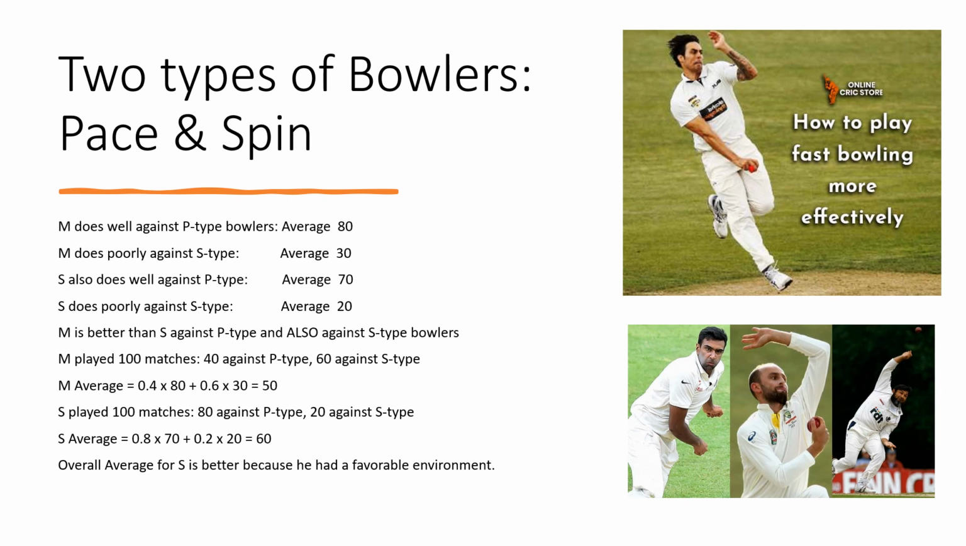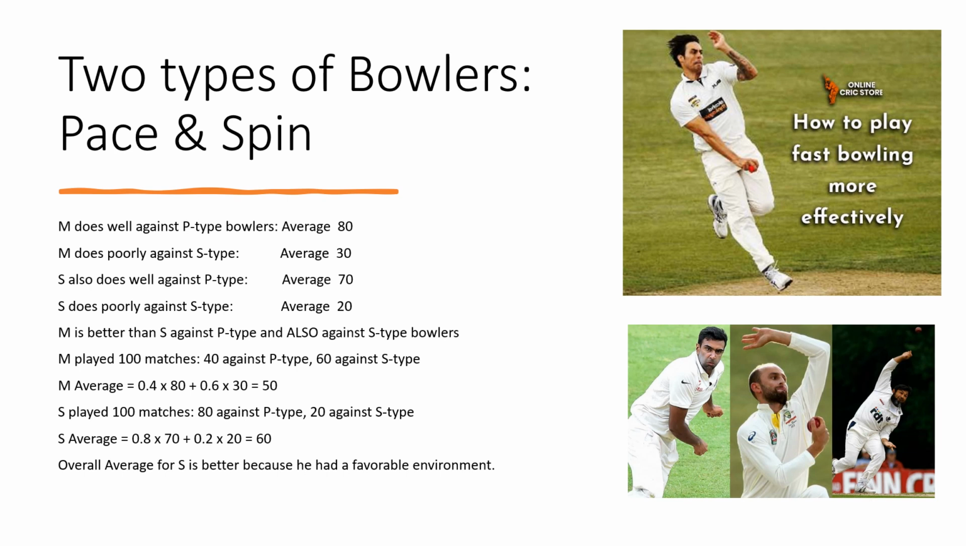So we consider these scores and we assume that M does well against pace bowlers and he averages 80 runs in matches where he is put up against pace bowlers. But he does poorly against spin bowlers and his average is only 30. Sangakkara also does well against pace, but his average is 70 instead of 80, so he is worse than Miyandad against pace. And S also does poorly against spin bowlers and his average is only 20. So against either type of bowler, Sangakkara is worse than Miyandad.